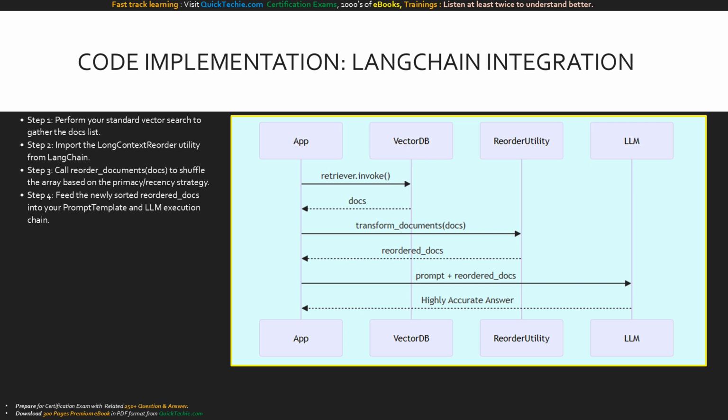This sequence diagram maps the exact code execution. The app calls the vector DB and gets sequentially ranked documents 1 through 4. Crucially, the app routes these to the reorder utility via the transform documents function. The utility hands back the reordered array 1, 3, 4, 2. The app then sends this optimized payload to the LLM, ensuring a highly accurate answer.